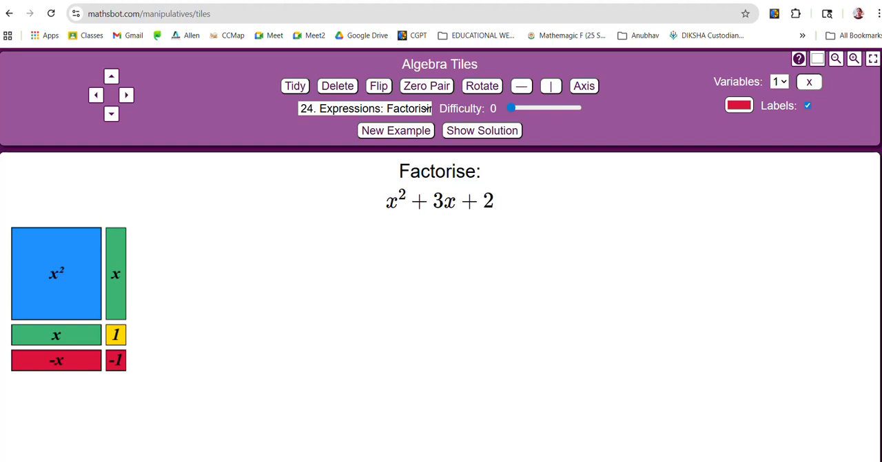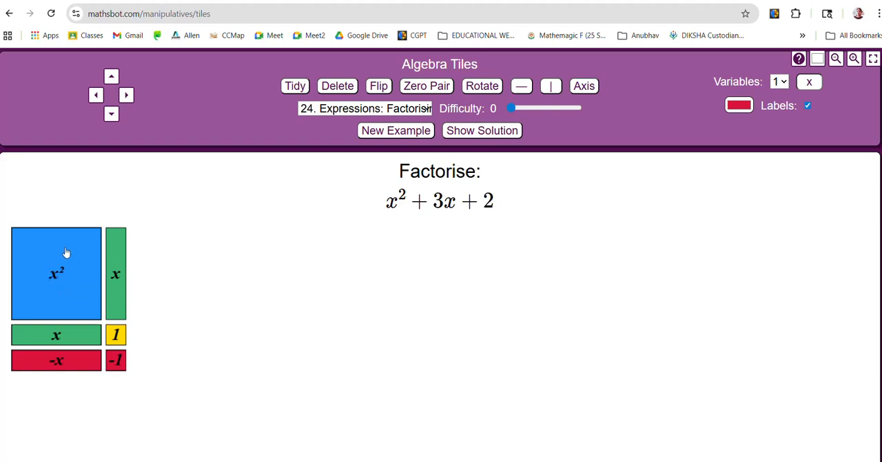Hello everyone. So today in this class we will study how to factorize a quadratic polynomial. Here I have taken a quadratic polynomial x square plus 3x plus 2, and I am going to do the factorization with the help of algebra tiles. So here these are the tiles.